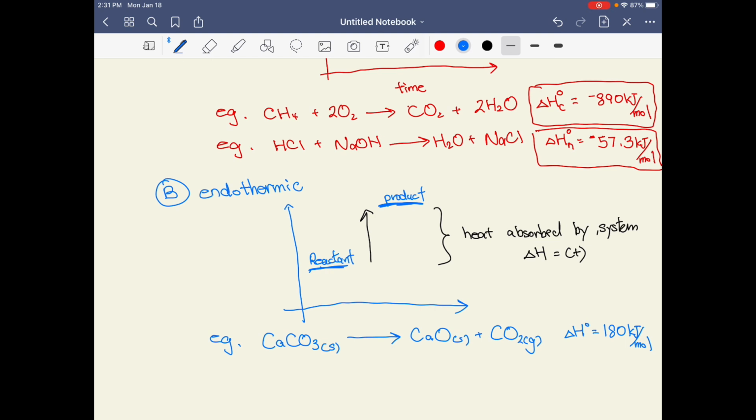Guess what? You're actually going to feel cold when this happens. When you're decomposing calcium carbonate, this will absorb heat energy from the surrounding, creating coldness. Okay? How do you think a cold pack works? Don't you ever wonder? And hot packs, how do you think they work?